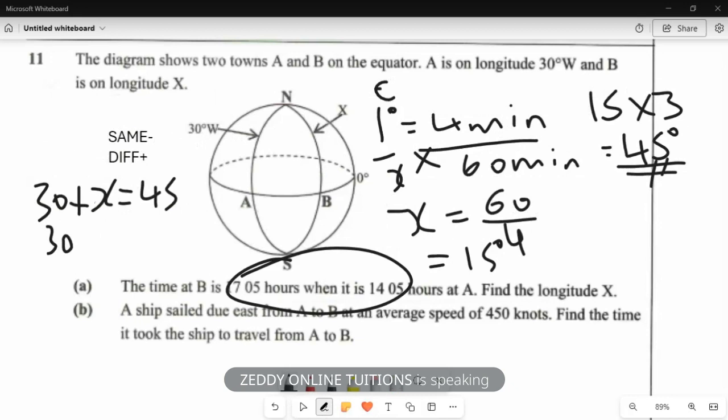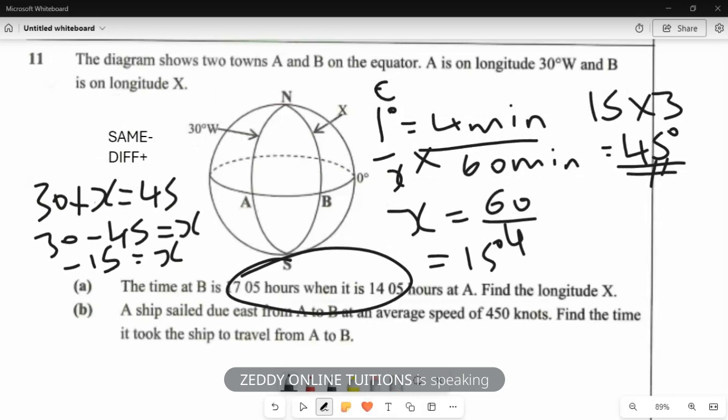Right, so let's do this. It will be 30 minus 45 is equal to x. So it will be negative 15 is equal to x, but there's no negative 15 when it comes to degrees. Sometimes you can find negative. So x is 15.